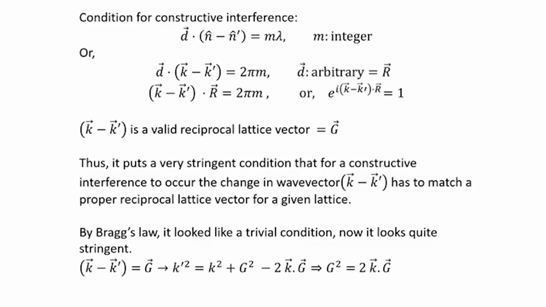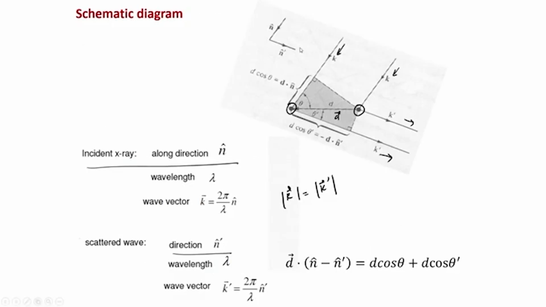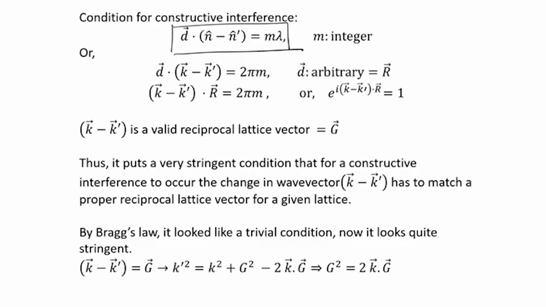So, the condition for constructive interference is that d dot n cap minus n cap prime, which is basically nothing but d cos theta plus d cos theta prime, that path difference has to match m lambda. Here we have written m, m is just an integer, we had written n earlier, but they mean the same thing. So, what we do is multiply it by 2 pi on both sides, and that gives rise to this equation, which is d dot k minus k prime, equal to 2 pi m.